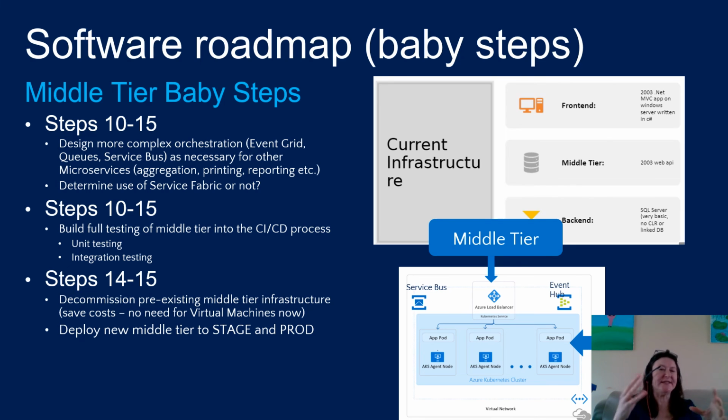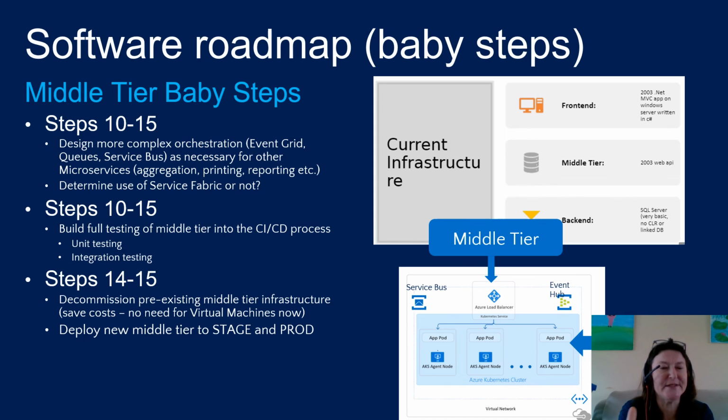So each of these steps you can think of as like a sprint, and these are going to be sprints way down at the end of the middle tier development. So later on, you're going to build full testing of the whole middle tier into the whole CI/CD process. So you've already got unit tests for your actual microservices, and then you're going to add in integration testing to make sure that each microservice integrates with each other microservice properly, and with the front end and with the database and so on. Make sure the integration testing works end to end.